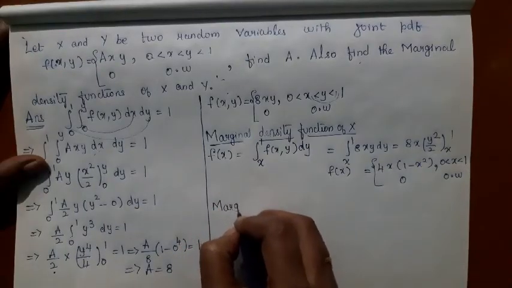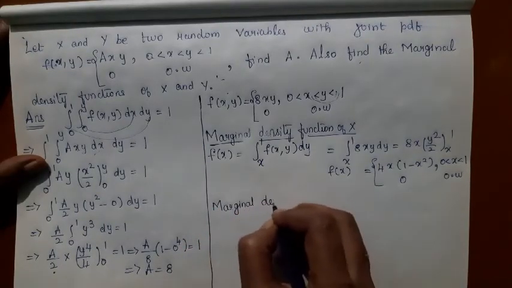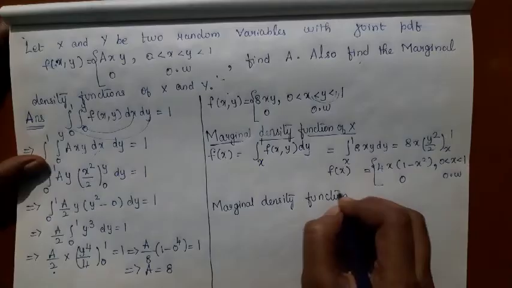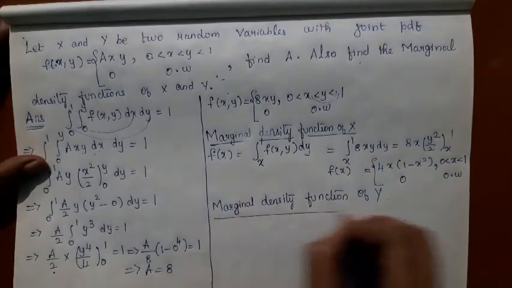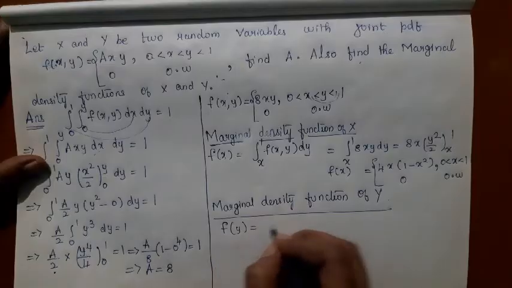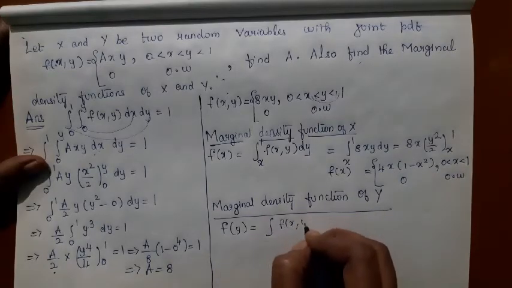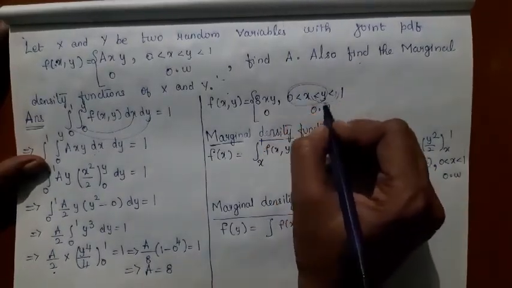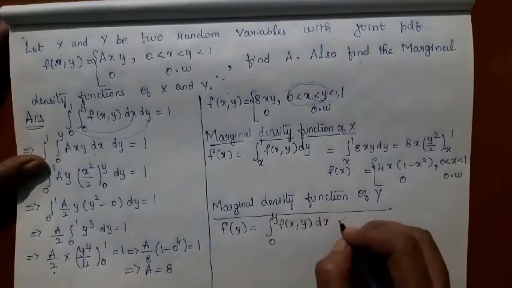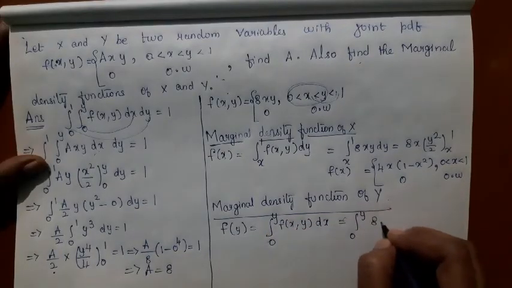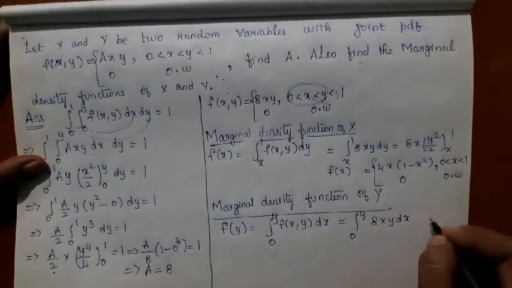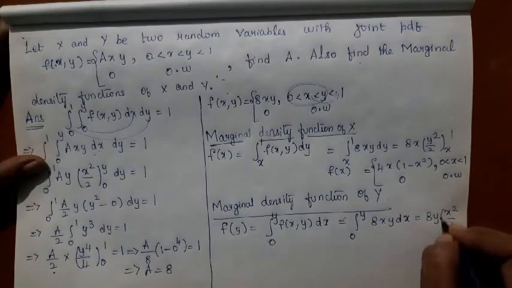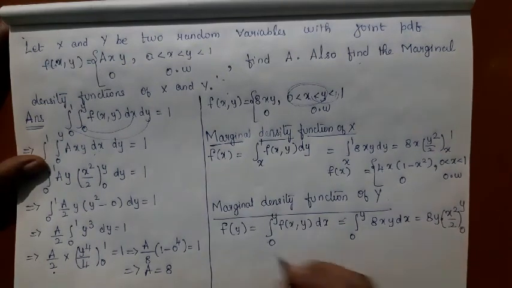Let us find the marginal density function of y. F of y, you should integrate f of x comma y with respect to dx, and the limit for x you should write from 0 to y. So integral 0 to y 8xy dx. 8y is constant. X on integration gives x square by 2. The limit is from 0 to y.